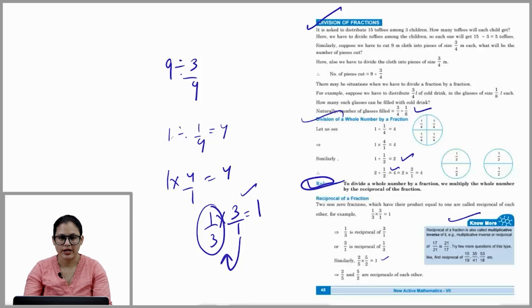Reciprocal of a fraction is also called the multiplicative inverse of it. Example, the multiplicative inverse or reciprocal of 17 by 21 is 21 by 17. Now try a few more questions of this type, like finding reciprocals of these fractions.